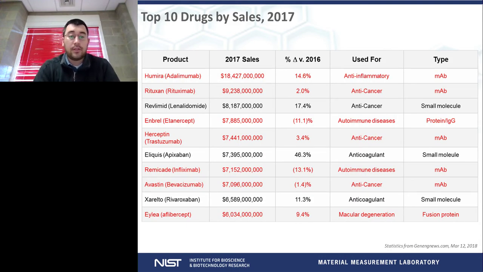So monoclonal antibodies currently command a very large portion of the pharmaceutical revenue stream. As you can see here, this slide from the sales of the top 10 selling drugs in 2017, the overwhelming majority of these are monoclonal antibodies or protein therapeutics. And so as you can tell, with this much money being poured into research and development, it's very important that we have well-established methodologies in order to be able to analyze these therapies.